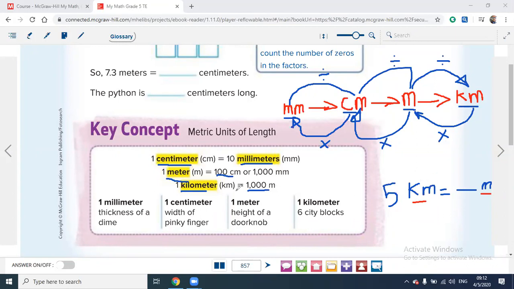Multiply by what? As you see here, 1 kilometer equals 1,000. So I have to multiply 5 by 1,000. Okay, so 5 times 1,000 equals 5,000. So the answer will be 5,000 meters.